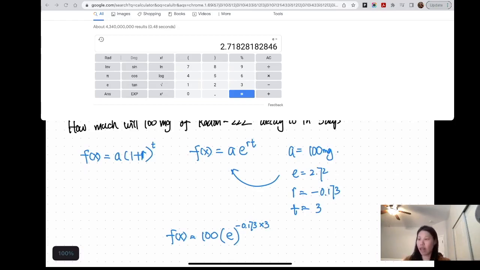Okay, now let's use a Google calculator to do that. So I have 100 multiply e to what power? Negative 0.173 multiply 3. Okay, so that means after 3 days, 100 grams of radon 222 remains to what? 59.51 grams.